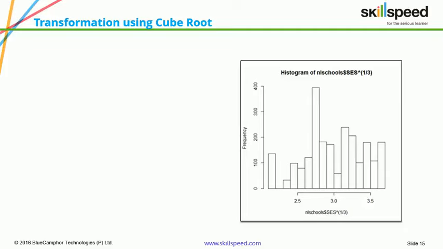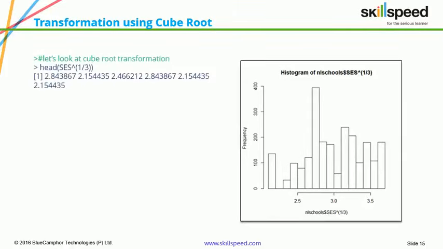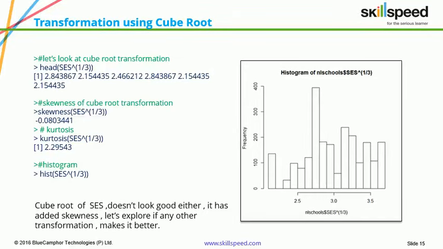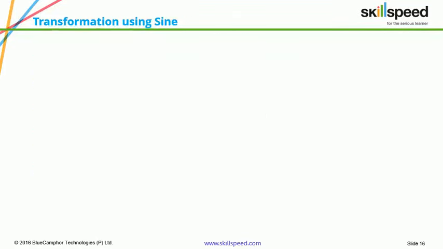Let's try cube root. Since so far square root was a better option, now let's try the cube root option. Cube root has shrunk the values. The skewness is now negative, though it is slight negative. The kurtosis is 2.29. Well, the values are not really better. Let's see if any other transformation could help us.